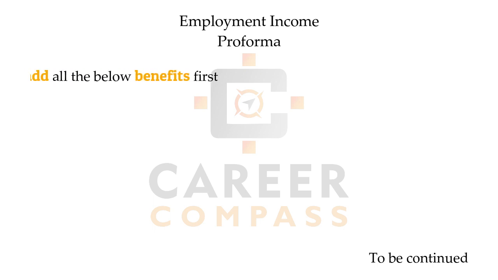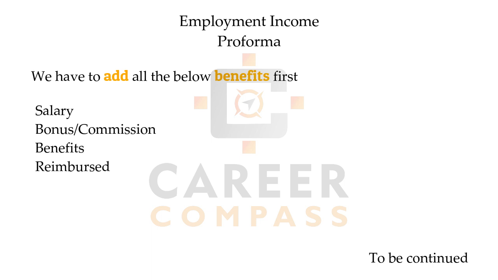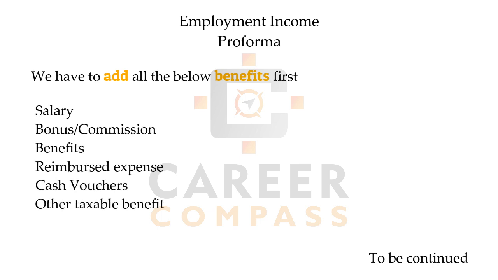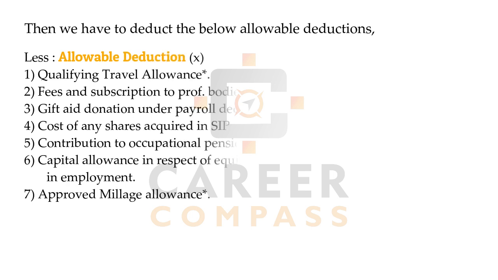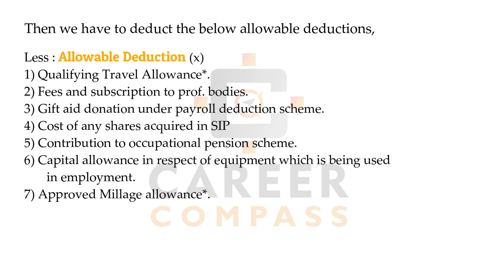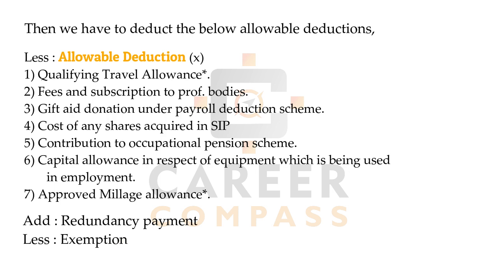Firstly students, we have to add all the income which is received from our employer, like salary, bonuses, other benefits, etc. And then students, we have to deduct the allowable deductions, which are as follows. At the last, students, we have to make an adjustment for any redundancy payment received, and then we will get our final amount of taxable employment income.